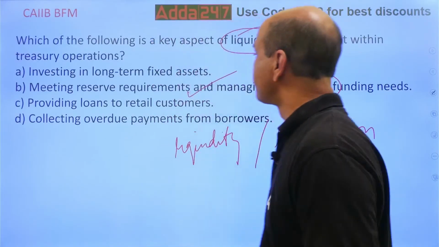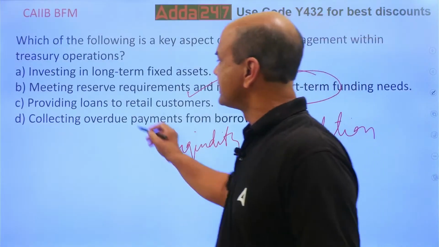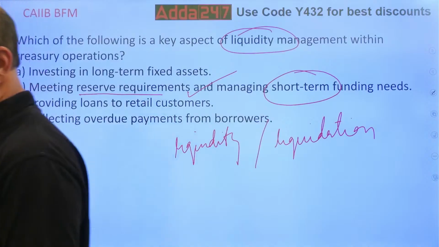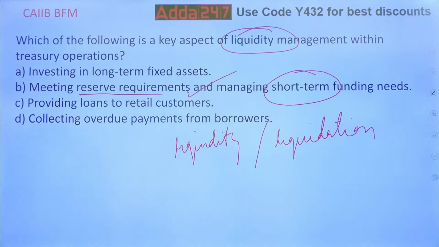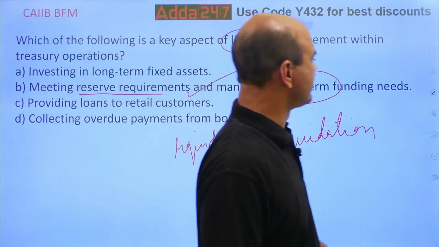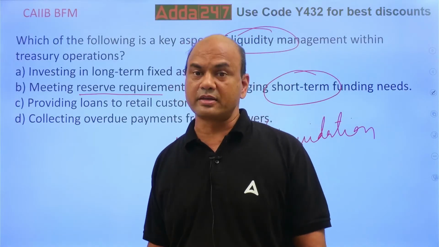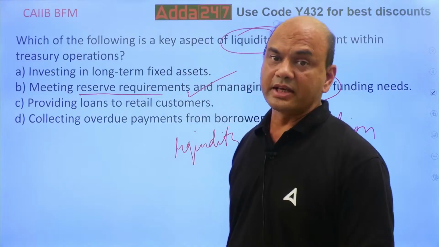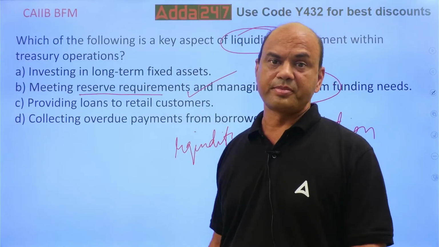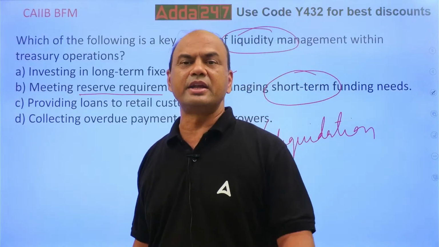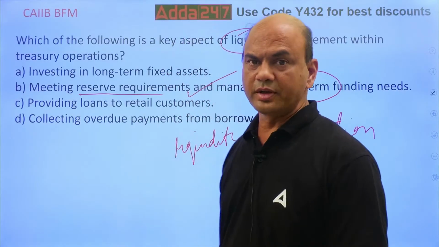So reserve requirements. Reserve means your CRR, SLR, CRAR, all these now. Now CRAR has also been added. Meeting the reserve requirements: CRR, SLR are to be maintained by the banks in our country compulsorily. CRAR is a Basel norm, capital to risk weighted asset ratio, or you call it CAR also, capital adequacy ratio.